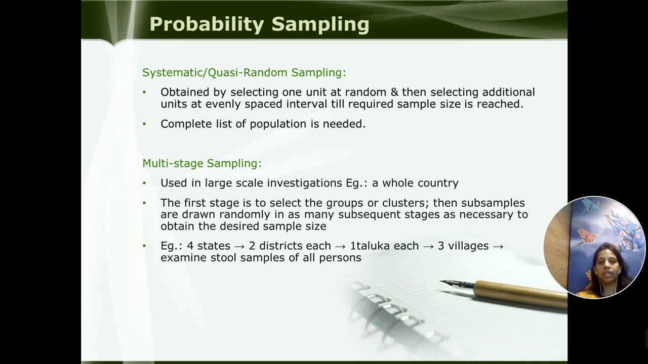Next is multi-stage sampling. It is usually used in large-scale investigations involving the entire country. Usually the countrywide investigations use multi-stage sampling. The first stage is to select the groups or clusters, then subsamples are drawn randomly in as many subsequent stages as necessary to obtain the desired sample size.